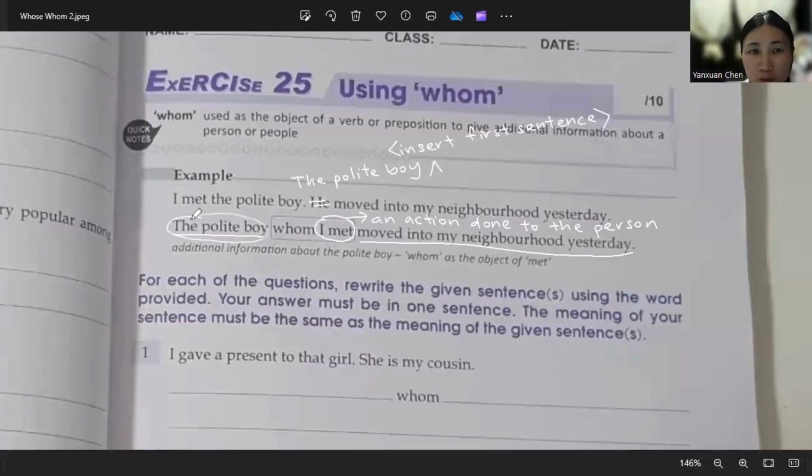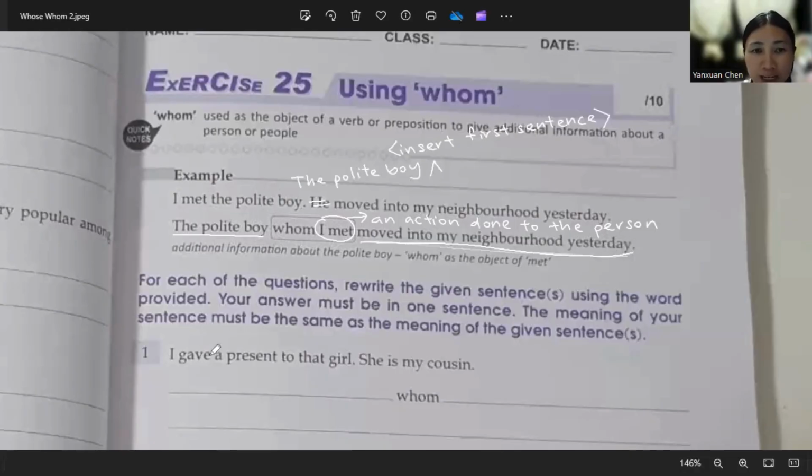Okay, so you need to say the polite boy whom I met. And then you continue with what happened to this polite boy. So this polite boy moved into my neighborhood yesterday. Okay, so the polite boy whom I met moved into my neighborhood yesterday.